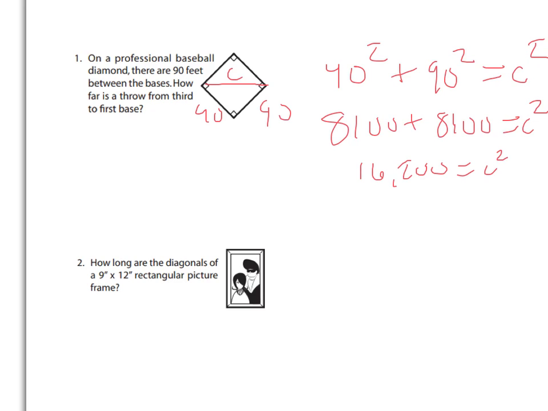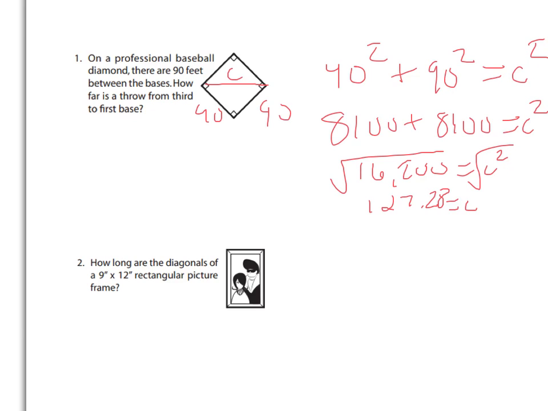equals C squared. Now I'm going to take the square root of each side because I don't want to know what C squared is. I want to know what C is. So when I do that, I get 127.28. So they're going to throw 127.28 feet from third to first base.